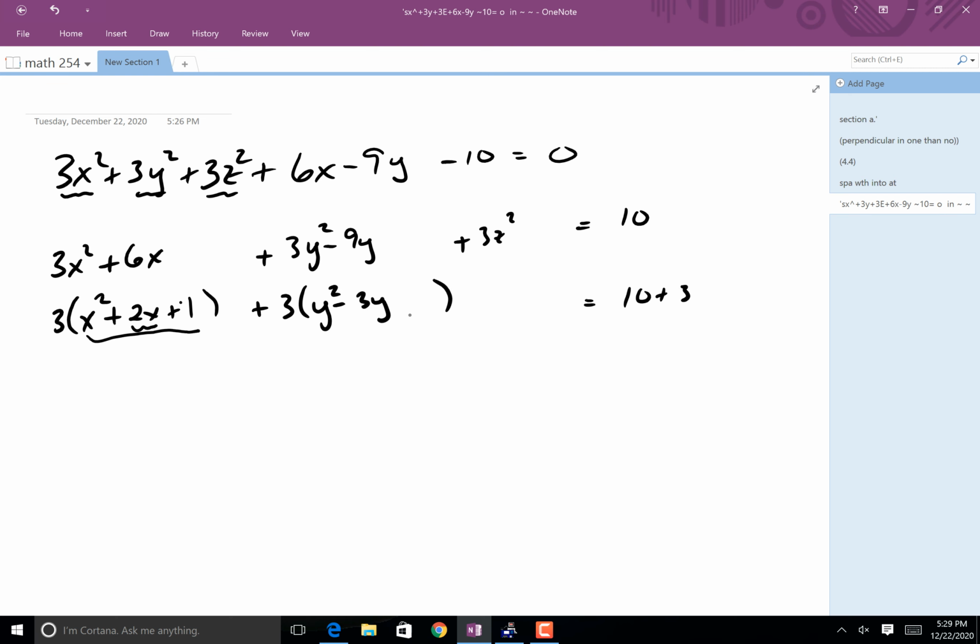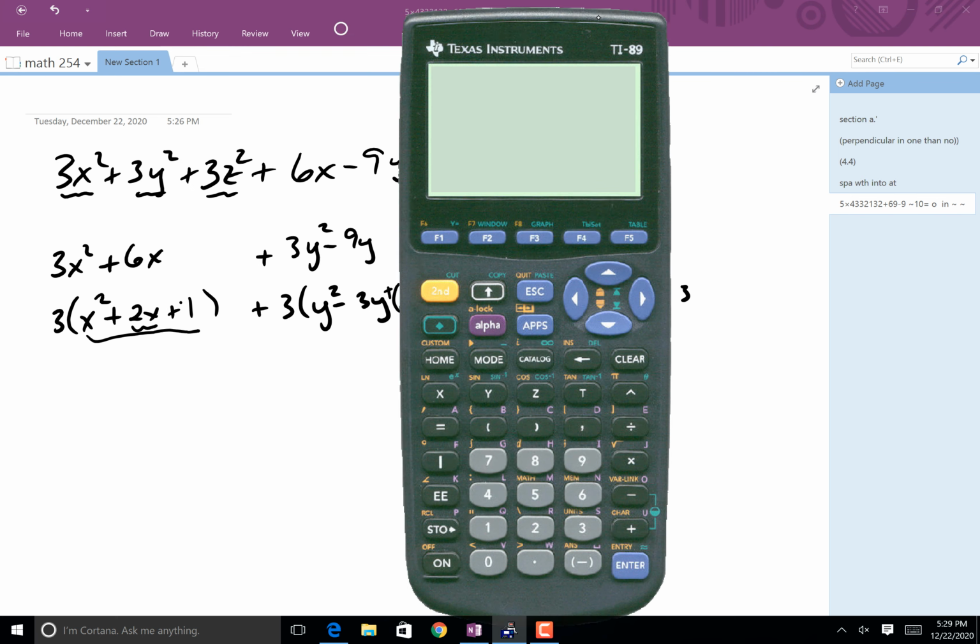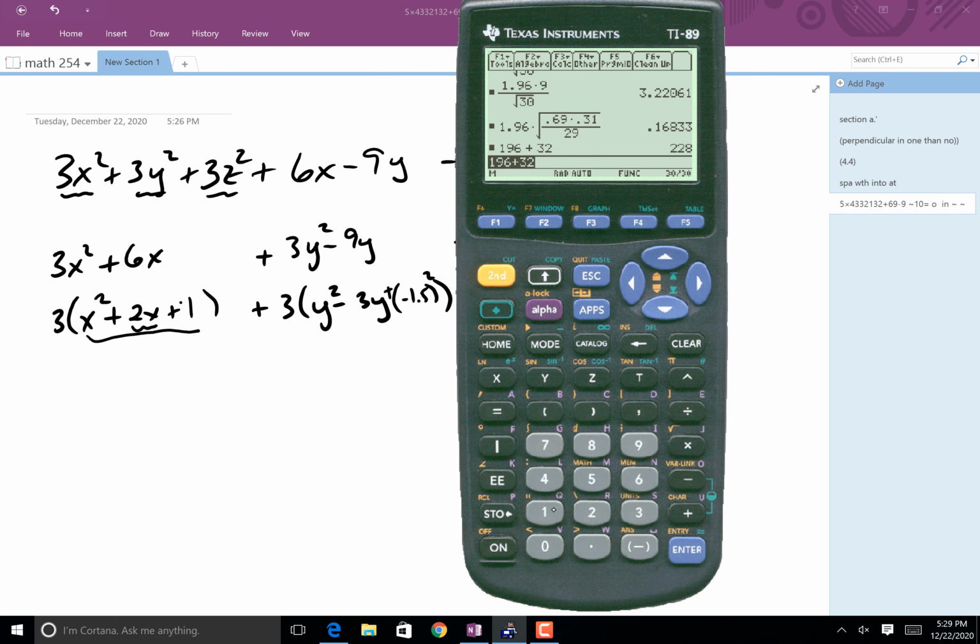Cool. And so what's half of negative 3? Well, it's negative 1.5 squared. That's what it is. You with me? It's always divide by 2 and square that. All right, so you're like, what's 1.5 squared? I don't know, let's find out. That's not true, I know what it is. It's 2 1/4. There it is.